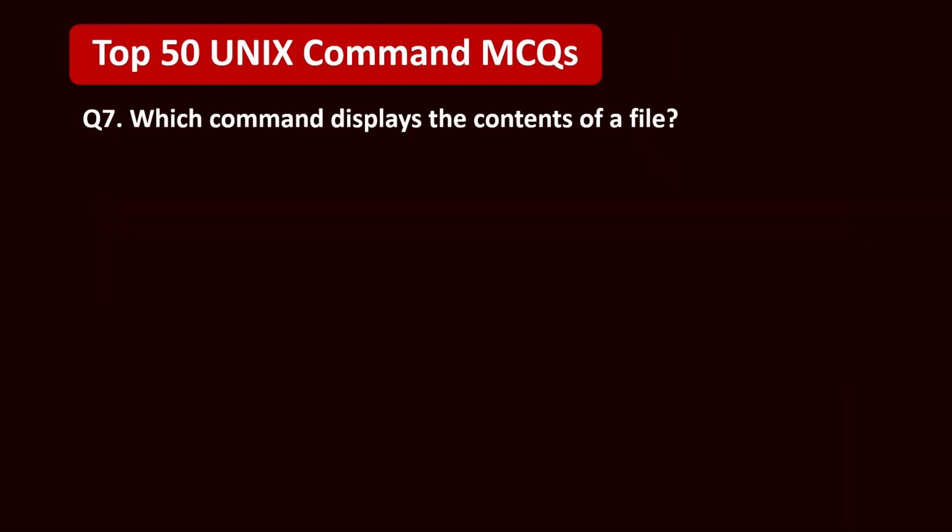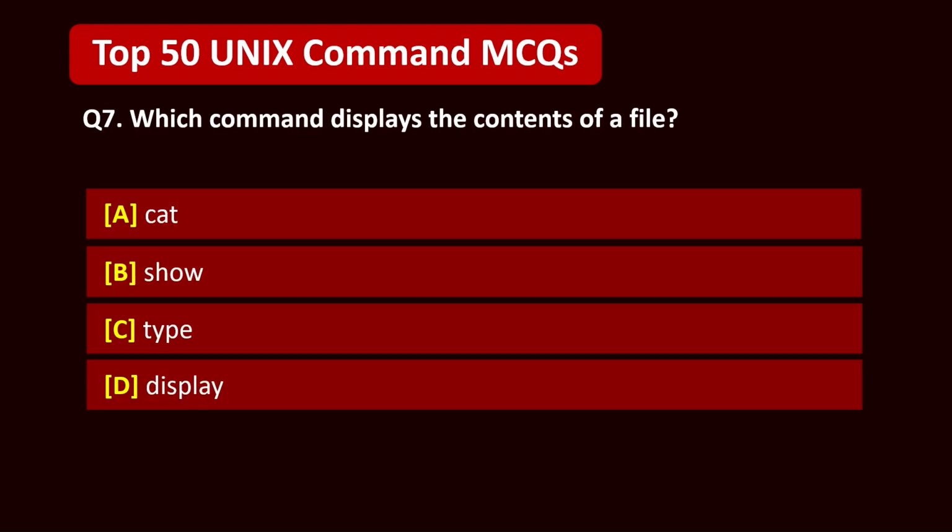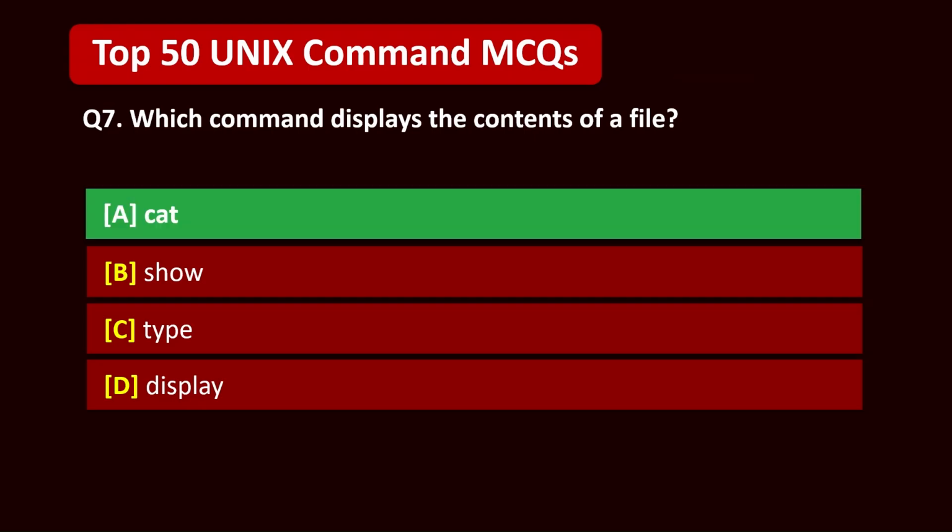Question 7. Which command displays the contents of a file? A. cat, B. show, C. type, D. display. 5, 4, 3, 2, 1. Correct answer is A. cat.